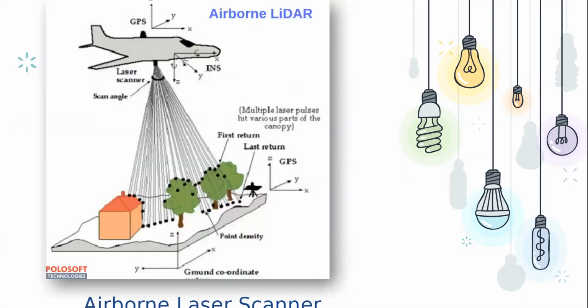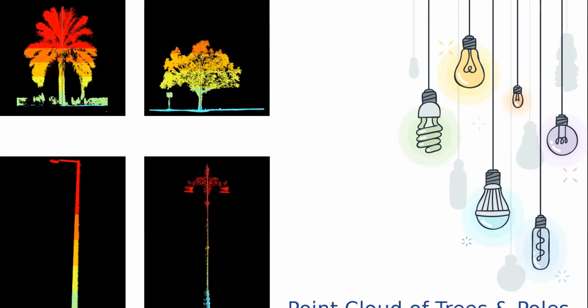The third one is data collection from an airborne position. So airborne laser scanner gives you a DEM or a DSM for the area. DEM stands for digital elevation model and DSM stands for digital surface model. In this slide, you can see the point clouds for various features on Earth. The first on the top left side is the point cloud for a tree, and below you can see the point cloud for various light poles.